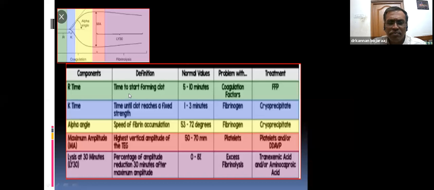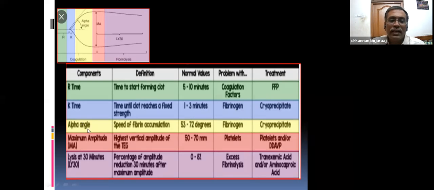So the R time, the clot formation time, is 5 to 10 minutes. If there is any problem with this, you can give coagulation factors only. The treatment is FFP. If the K time is prolonged, it is the time until the clot reaches the fixed strength, and the strength is not there. Clot strength is by fibrinogen, fibrin monomers cross-linking into polymers, increasing the clot strength. If it is not there, you have to give fibrin, which is enormously present in cryoprecipitate. The treatment is cryoprecipitate. You have to give it immediately on the table.